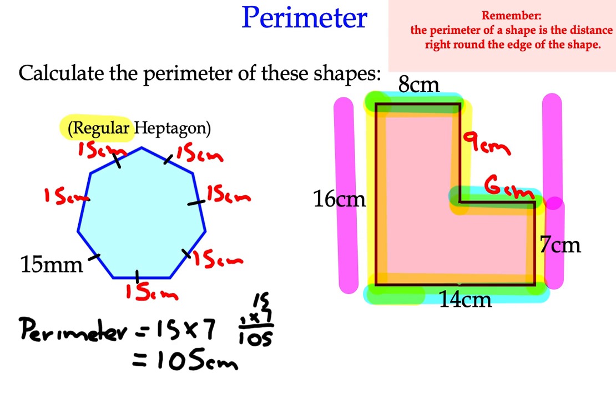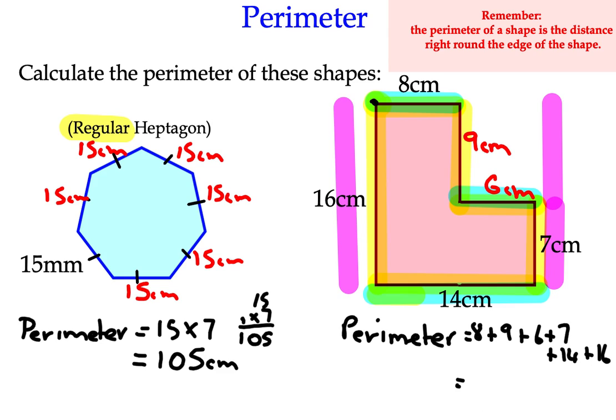Your diagram won't be quite so full of colour, okay? But now we've got all 6 sides. So I can go ahead and write out the perimeter. Perimeter equals, okay? So what have we got? If we start at the top, I've got 8 plus 9. Going round, I've got 6 and 7 and 14 and 16.